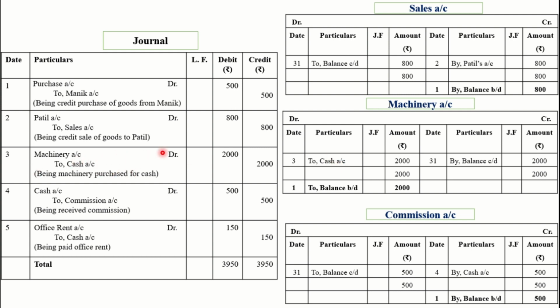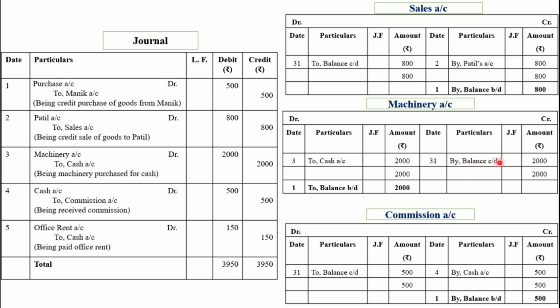Machinery account entry is on the debit side. That transaction's credit account we record on the debit side. You can see here, third, to cash account 2000. There are no other transactions where we observe the machinery account. That's why we need to add the balance on both sides.